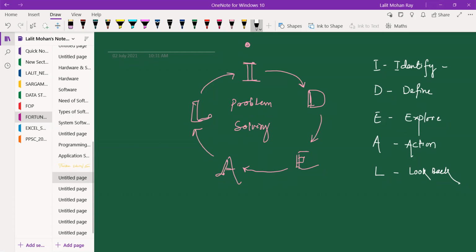Then E stands for explore. So we have collected the information, list it out. Then you have to explore. There are so many possible strategies, possibilities, alternatives, methods. So E stands for explore. You have to explore the strategy or suitable alternative. How can you find the suitable alternative? By the help of a brainstorm.